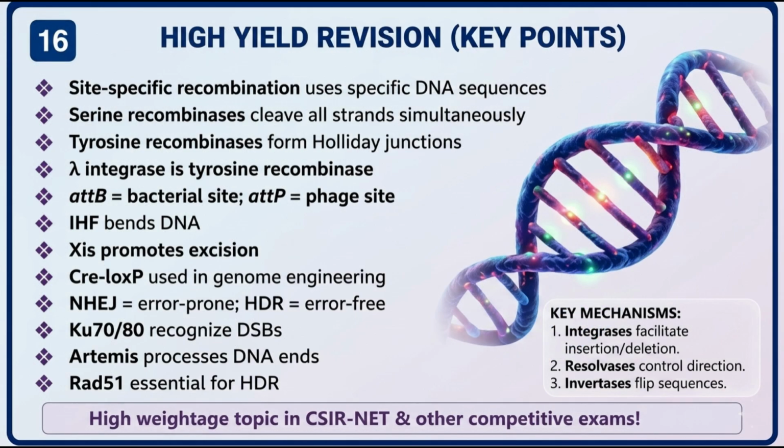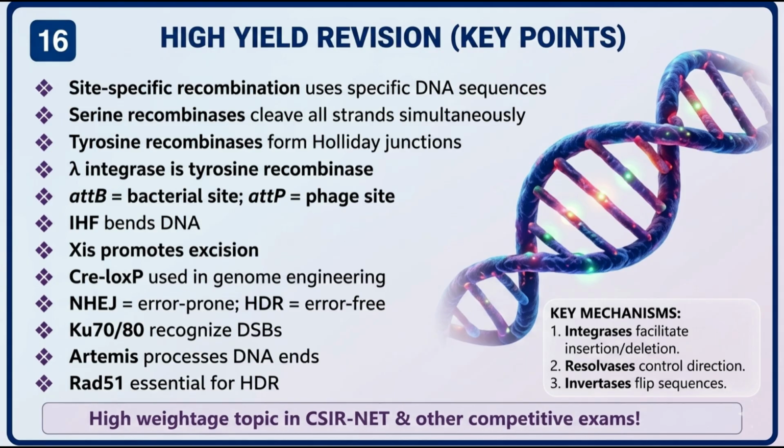Finally, let us revise the most important concepts from this lecture. Site-specific recombination occurs at specific DNA sequences. Serine recombinases cleave all DNA strands simultaneously and rotate DNA subunits. Tyrosine recombinases form Holliday junction intermediates. Lambda integrase is a tyrosine recombinase.